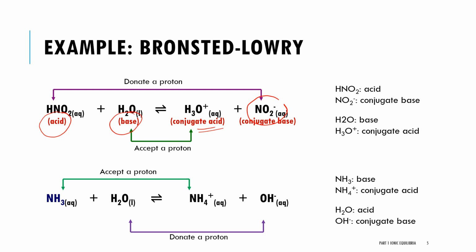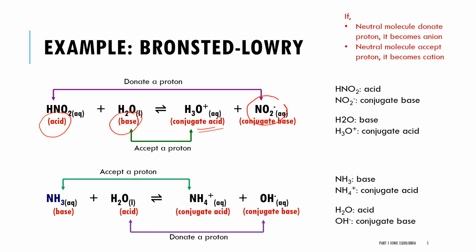Alright. Okay, so cara nak tulis dia guna konsep yang sama macam tadi, iaitu if neutral molecule donate proton. So we have neutral molecule here donate proton, so you akan dapat an ion, NO2 minus. If neutral molecule here accept a proton, so it will become cation. Okay, so HNO2 is the acid, then NO2 minus is its conjugate base pair. Water is a base, H3O plus is a conjugate acid.